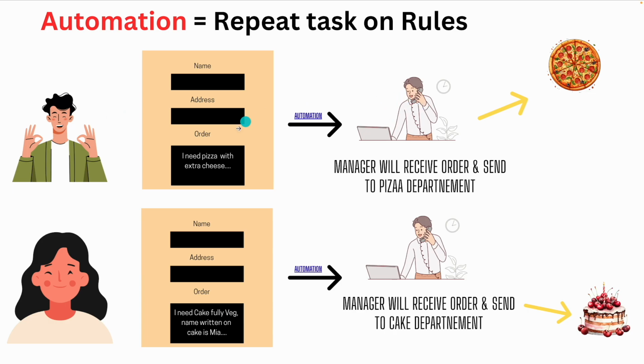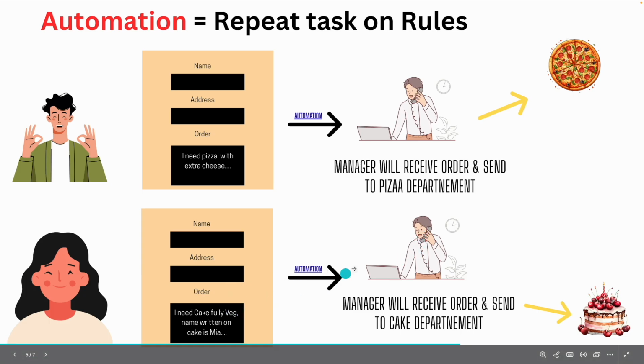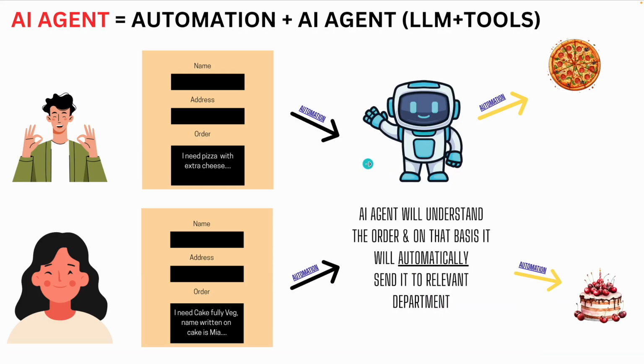This person is thinking that this order is related to pizza. He will think and then he will send it manually to the pizza department. In the second case, in the automation case, the manager also has a brain. So he will think about this order, and when he finds that this order is related to cake, it will be sent to the cake department. But this time, everything will be automated.